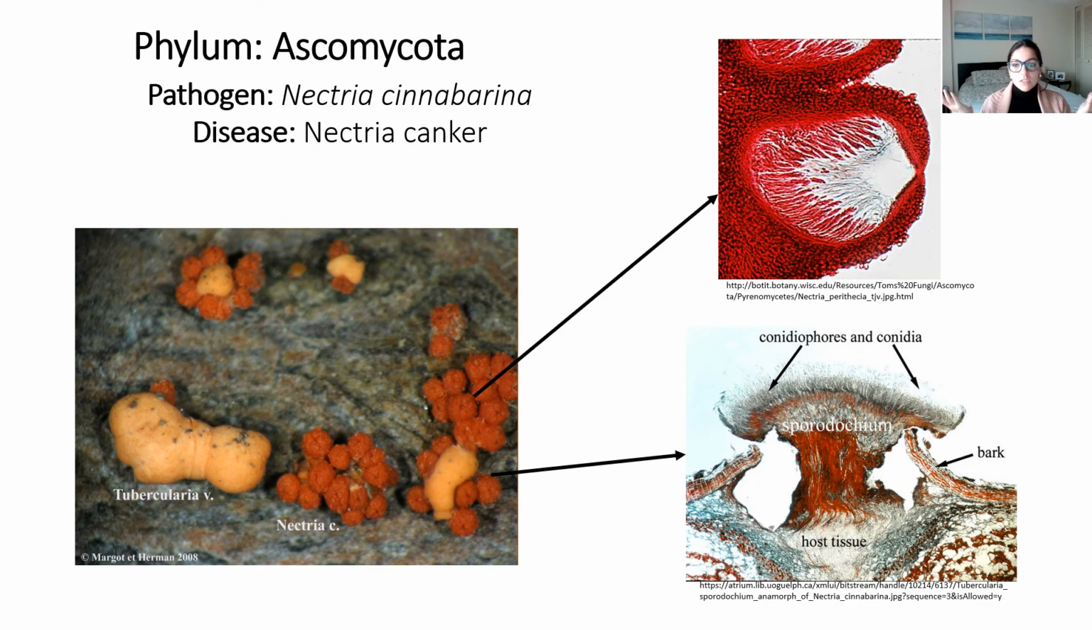But how do perithecia and sporodochia look like? Here we have a perithecium. It's a pear-like structure where the ascospores are produced, and a sporodochium is sort of like a glass of wine, a martini glass, where the conidia are produced on top. Here we have the bark, the host tissue.